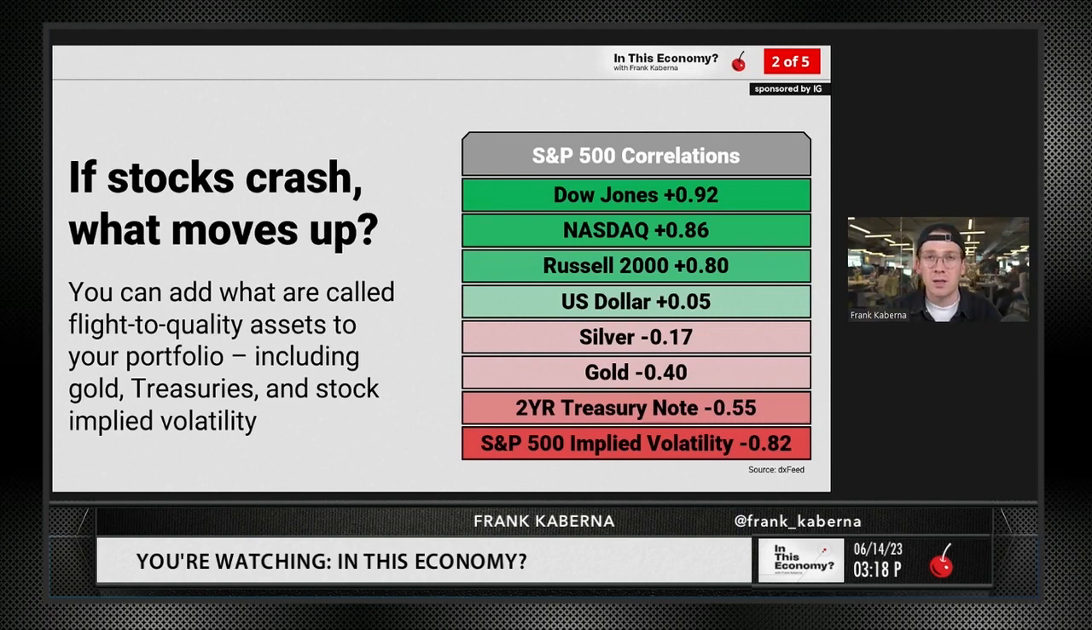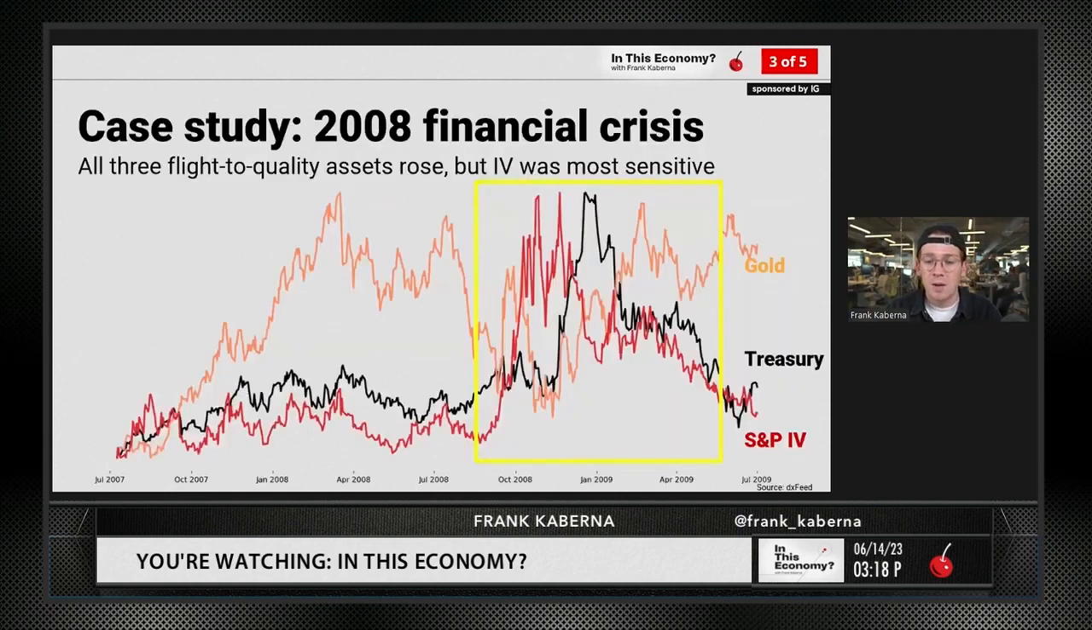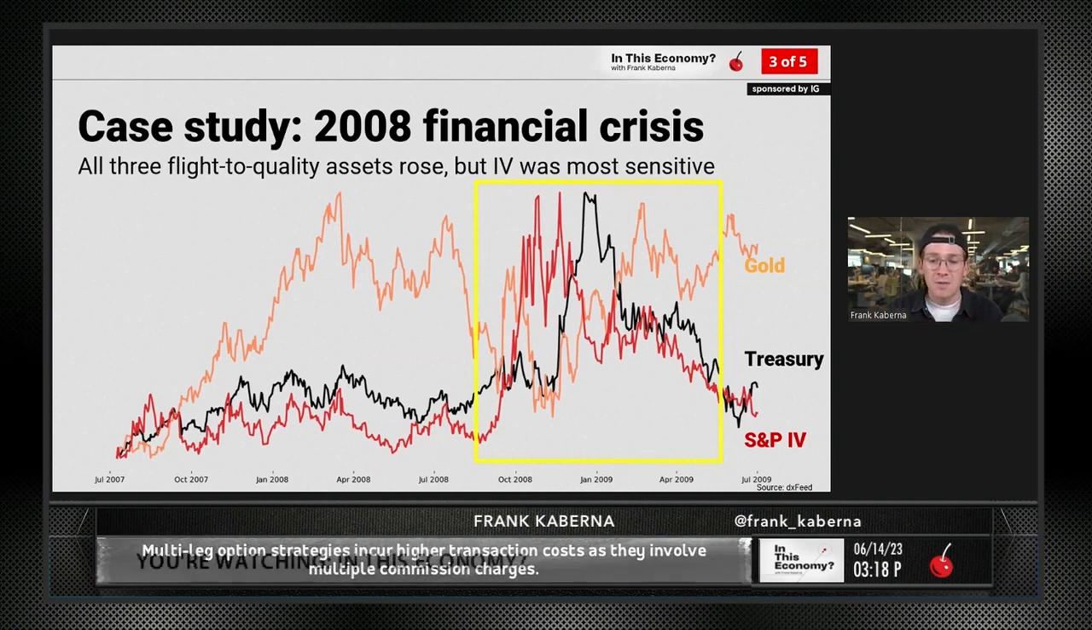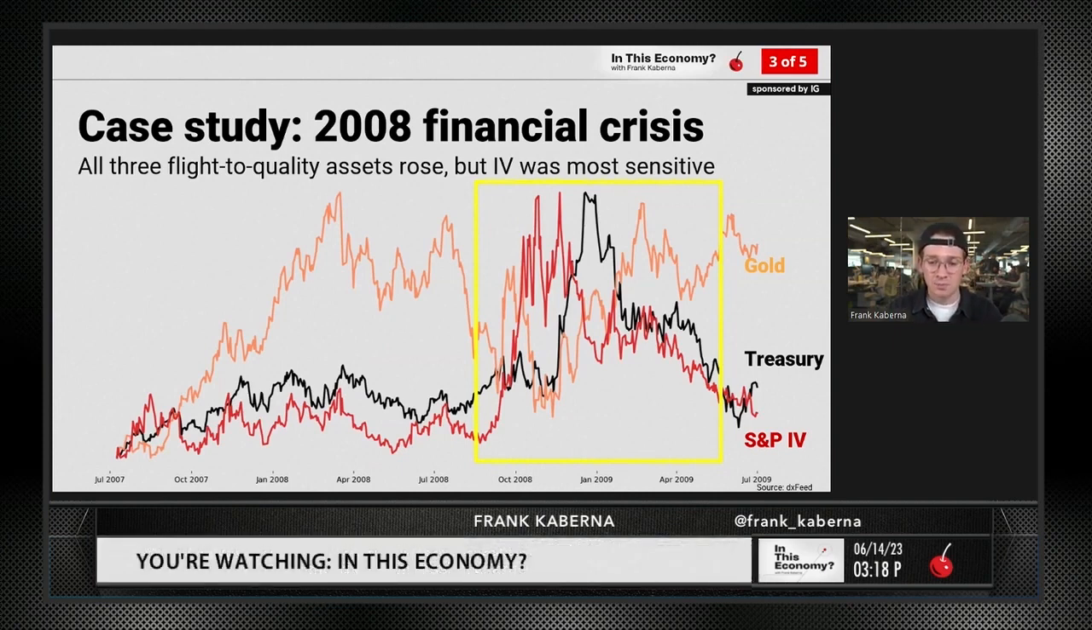But treasuries, being the second strongest, show a similar amount of sensitivity. If you zero in on that yellow box, when stocks really started to pick up steam to the downside in the fall of 2008, you see IV skyrocket quickly. You also see treasuries increase and then really skyrocket, probably at the peak of stock market fear, recessionary fear, in the early part of 2009.